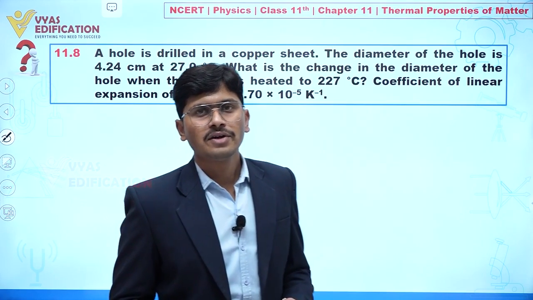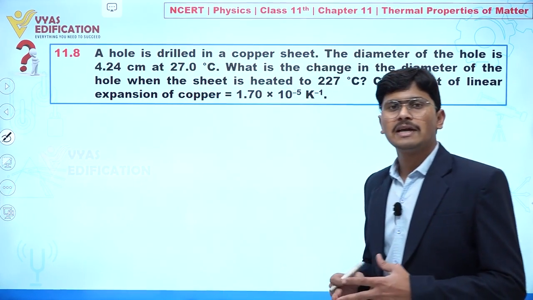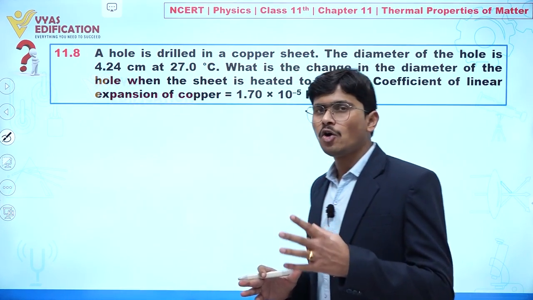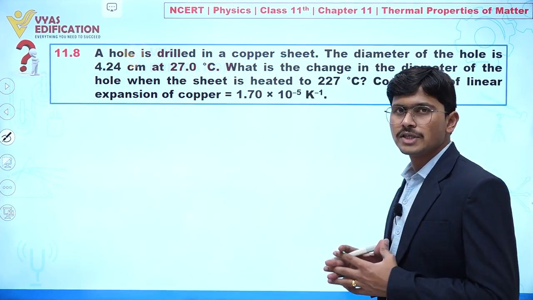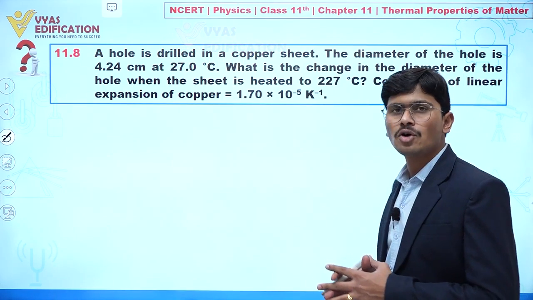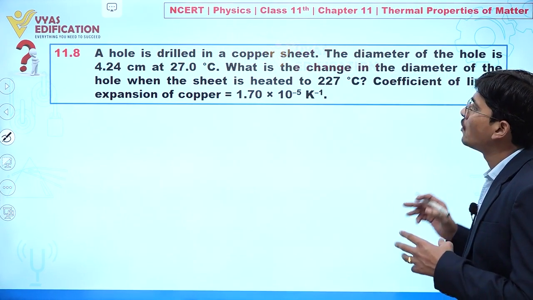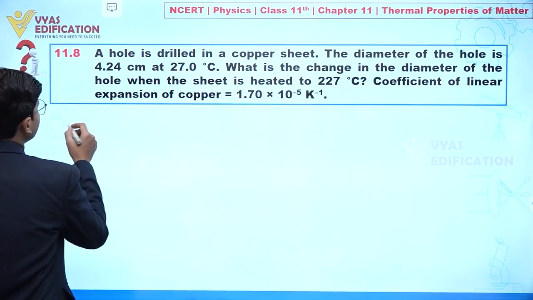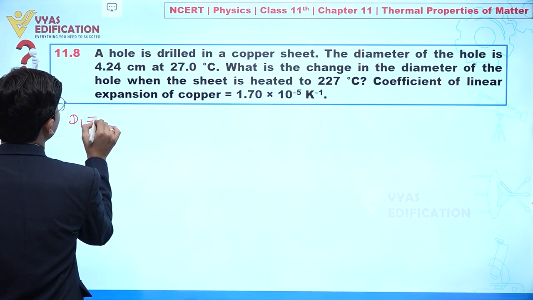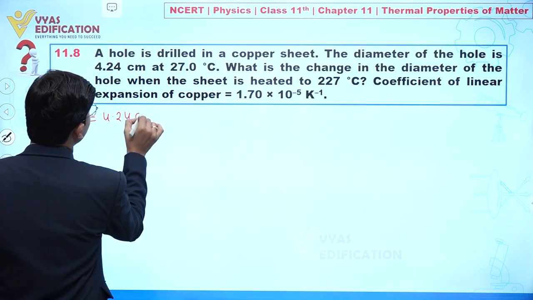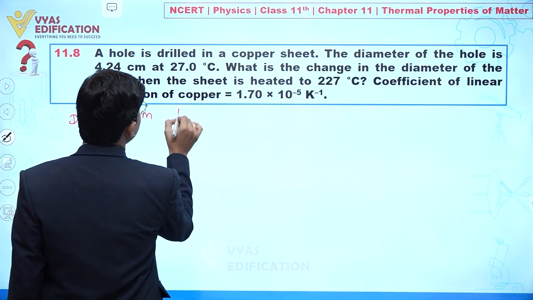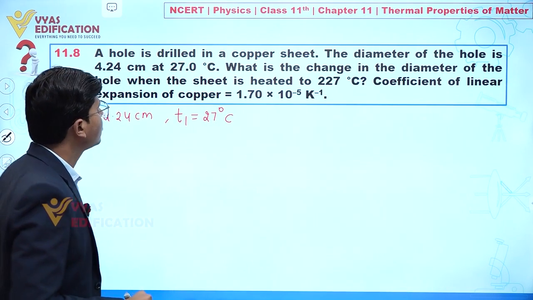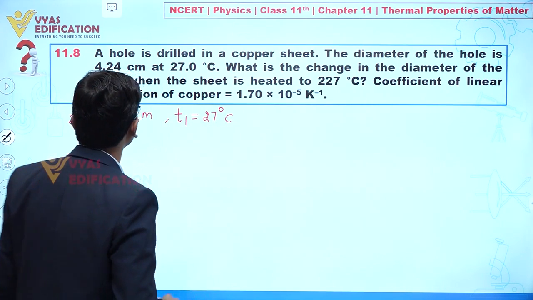Now dear student, we are going to discuss question number 11.8. In this question it is given that a hole is drilled in a copper sheet. The diameter of the hole is 4.24 centimeter at 27 degrees Celsius. What is the change in the diameter of the hole?